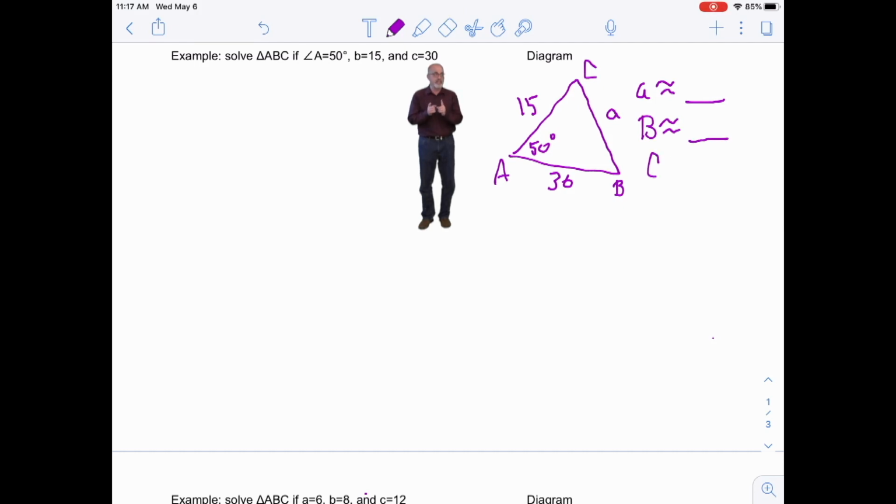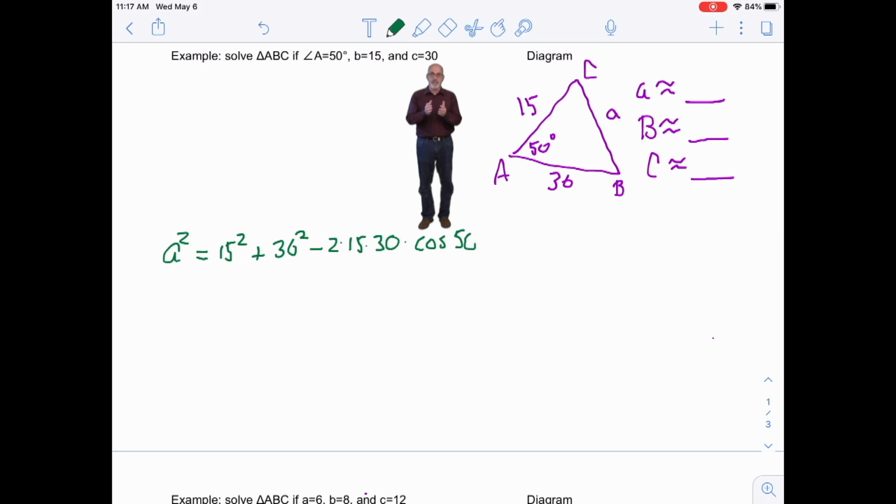So that's our next step. Looking at this though, we're going to use the law of cosines with the a side and the cosine of A in it, because that's what's given to us with the angle. So a squared equals 15 squared plus 30 squared minus 2 times those sides given, 15 times 30, times the cosine of that angle that's given to us, which is 50 degrees.